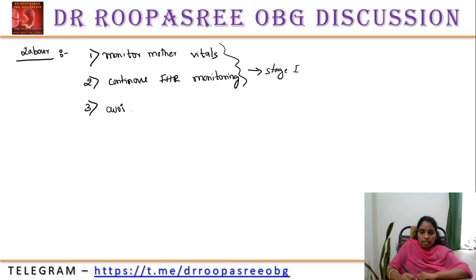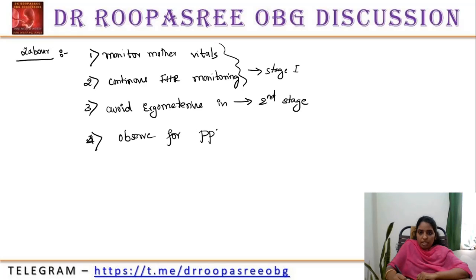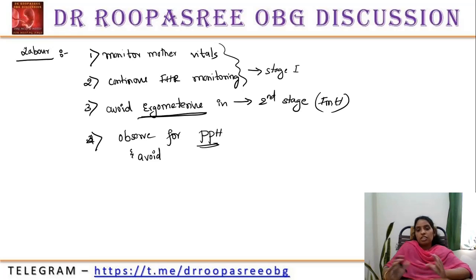Stage 2, avoid ergometrine. In second stage, observe for PPH. Observe and avoid PPH with oxytocin or any other thing, but avoid ergometrine in case of Rh isoimmunization because it causes feto-maternal hemorrhage. It causes mixing of the mother's and the fetal blood. So please avoid the ergometrine.